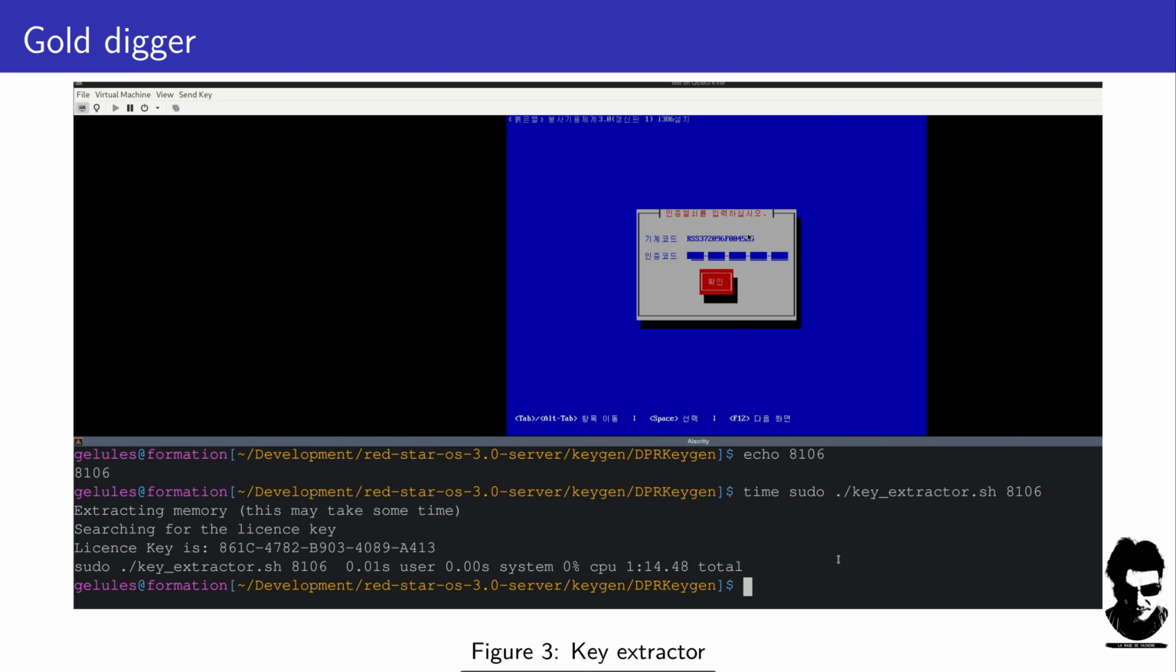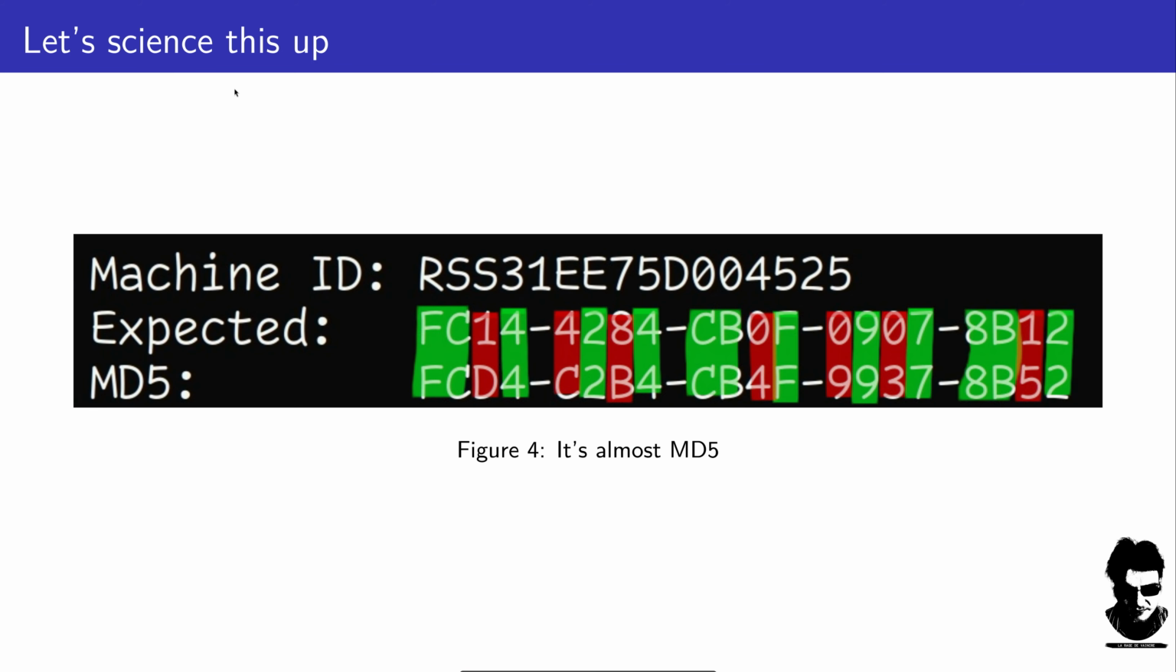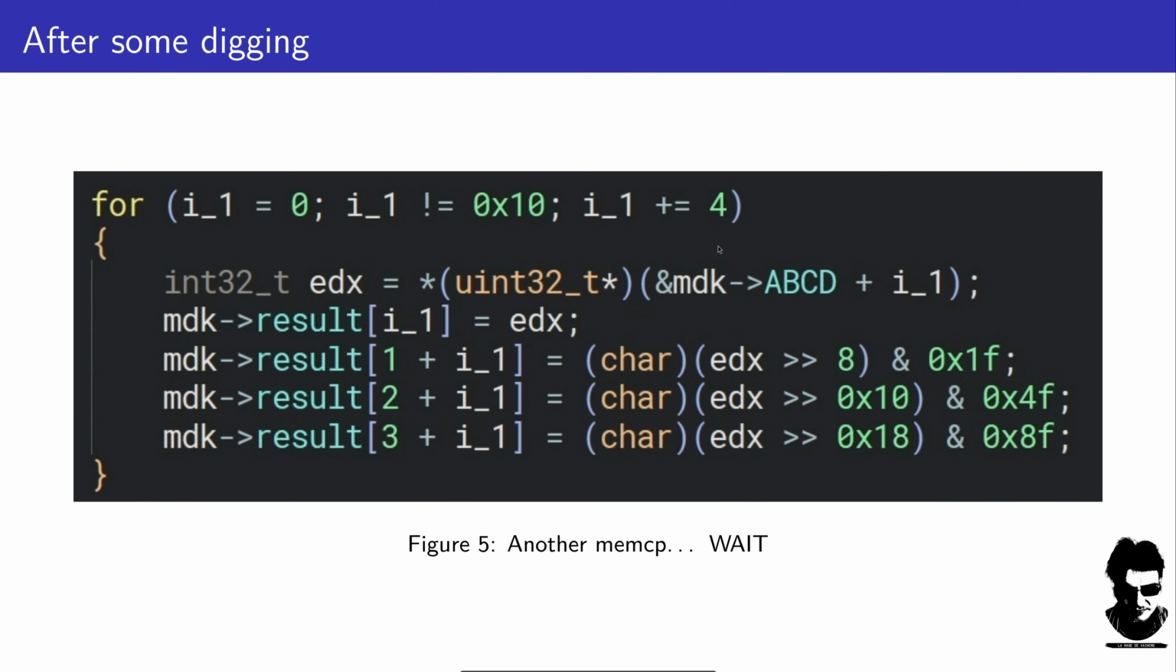What else? Nothing yet. Okay, so let's sum this up. I have my machine ID, I have the expected key, and then I apply MD5 over the machine ID. And look at that. It's almost the same. It's almost green everywhere, but some bytes, not good at all. So let's have a look. What could cause those changes?